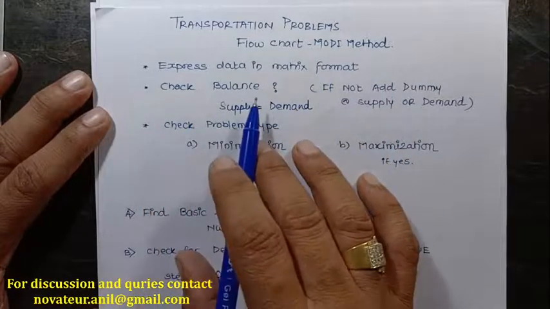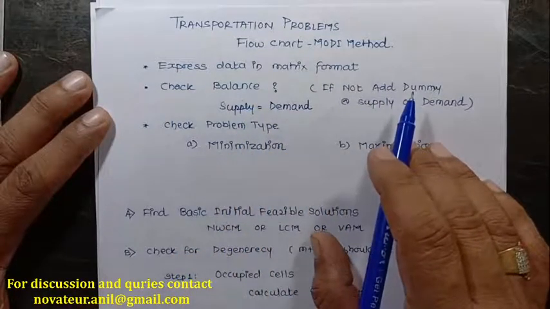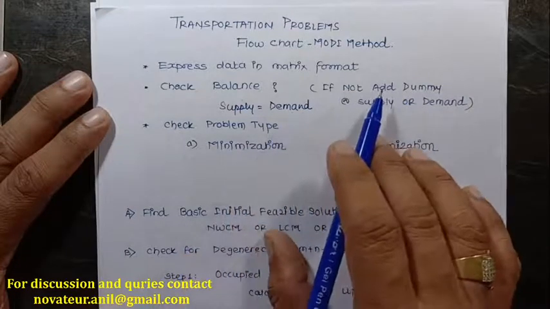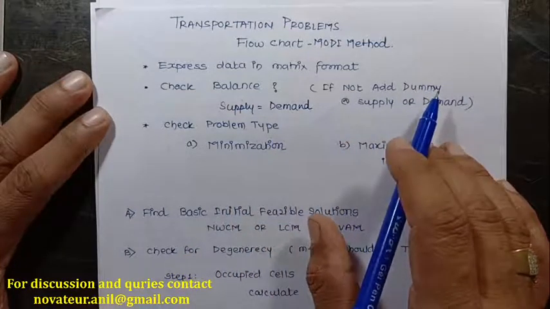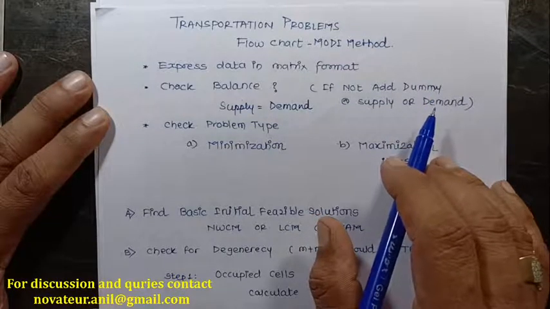Second, you need to check whether the problem is balanced or not. As you know, the condition of balance is nothing but when the supply is equal to demand. If it is not, you need to add a dummy variable, and how to solve with a dummy variable you can see in my other lectures.